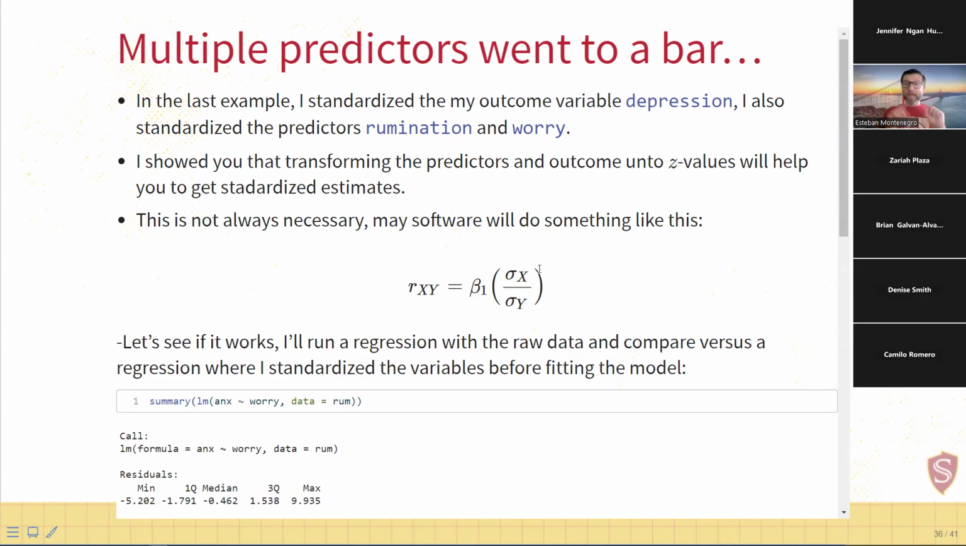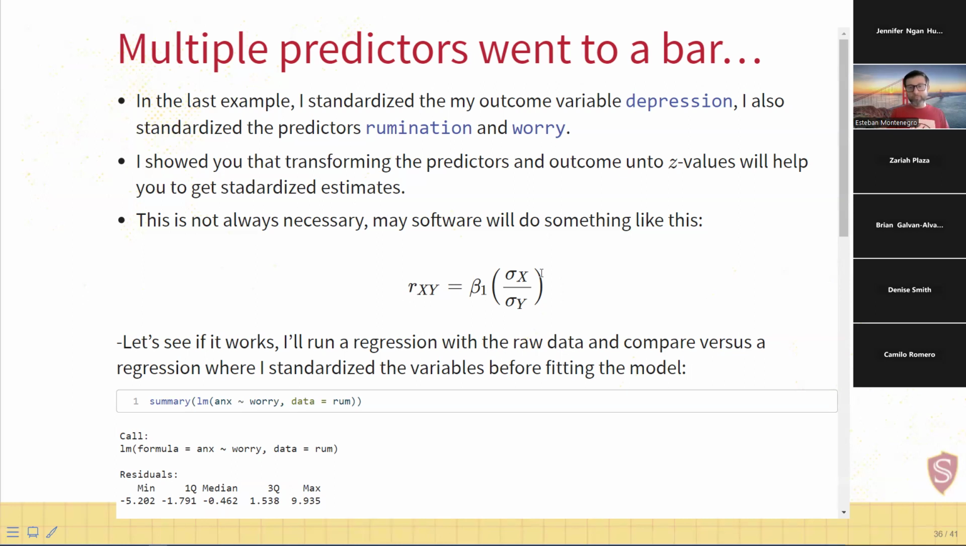So remember that I told you that you have to standardize your X variables and Y variables in order to get a better, or improved, interpretation of the results. But there's another way to do that. You could standardize your estimate and not your model. You can take the raw estimate from your model and just change that into a standardized estimate. And that's what many softwares will do for you.